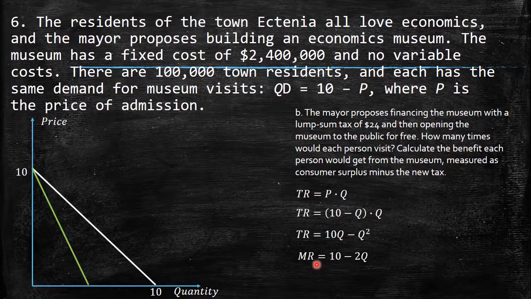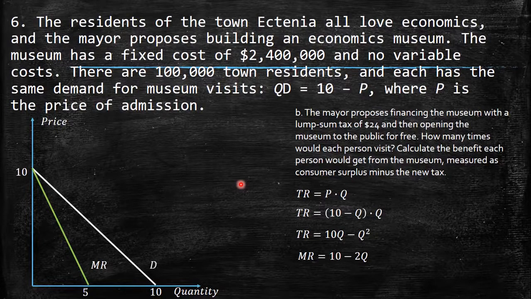So when the quantity is 0, this one is going to be 10 again. But when this one is 0, it is going to be 10 divided by 2, which is 5. But actually it doesn't make any relevance here. So just skip that if you understand it. It doesn't have real relevance.